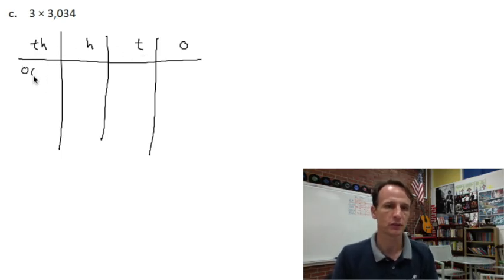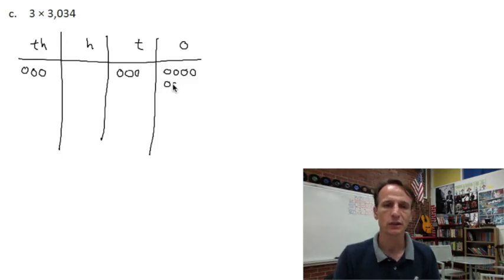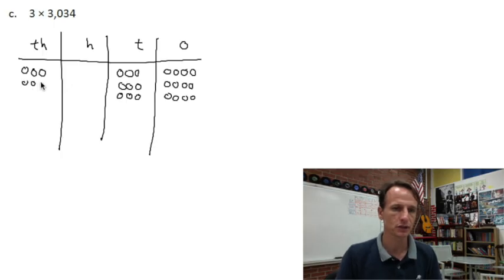So 3,000s, 1, 2, 3, no hundreds, right? Going over to tens place for 30, so 1, 2, 3 tens, and then 4 ones, 2, 3, 4. And I'm just doing 3 times. This is easier than the last one. So 1, 2, 3, 4, 1, 2, 3, 4 in the ones place. In the tens place, those 3 tens times 3. 1, 2, 3, and 1, 2, 3. And same thing in the thousands place. 1, 2, 3, 1, 2, 3.